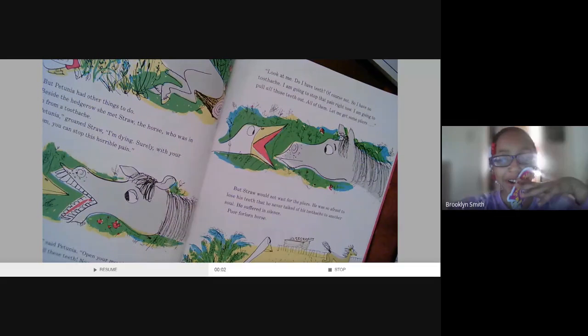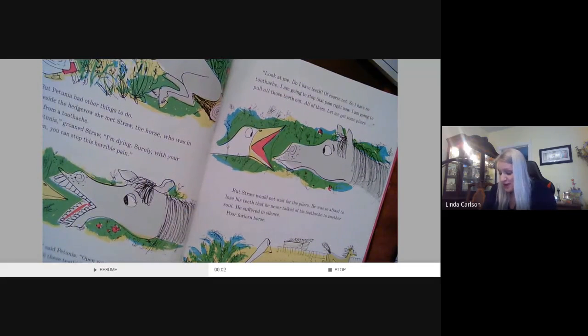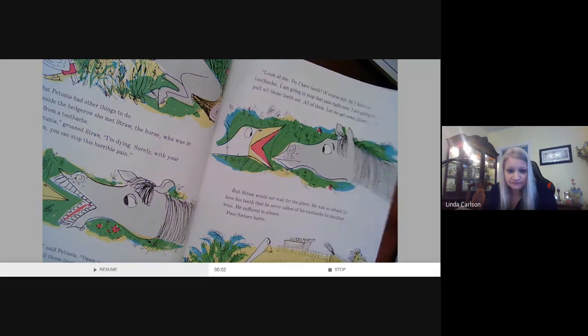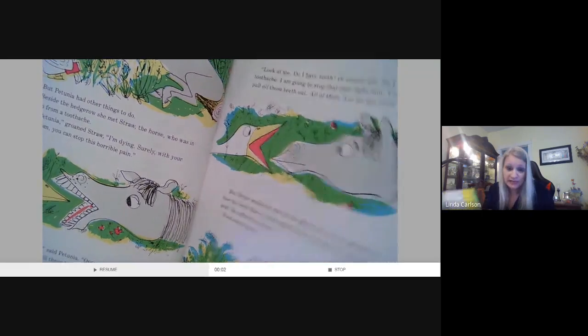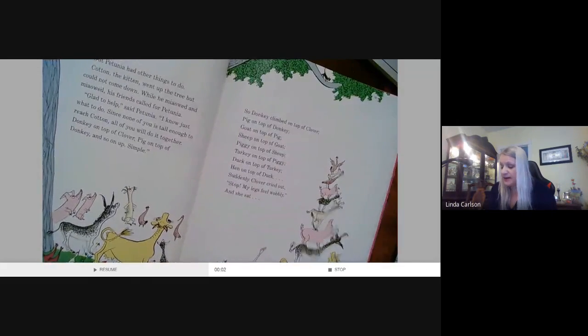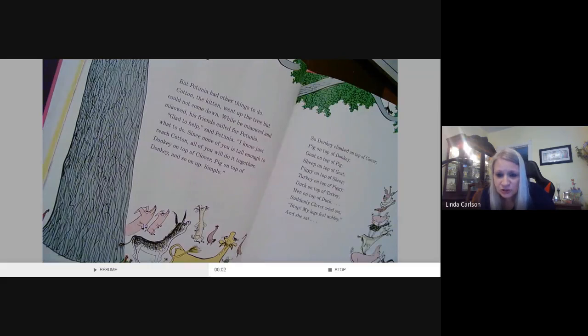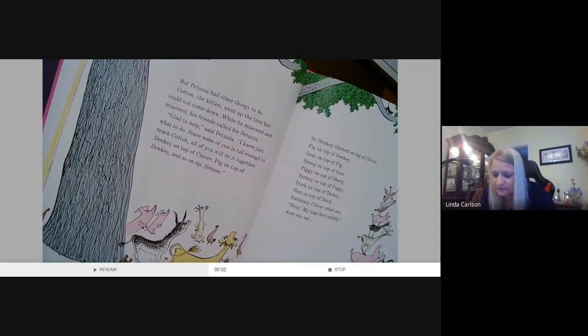That might hurt. Yeah, but Straw would not wait for the pliers. He was so afraid to lose his teeth that he never talked of his toothache to anyone again. He suffered in silence. Poor forlorn horse. So he had a problem. He had a toothache, and I'm not so sure Petunia's idea and solution was the best solution, right?